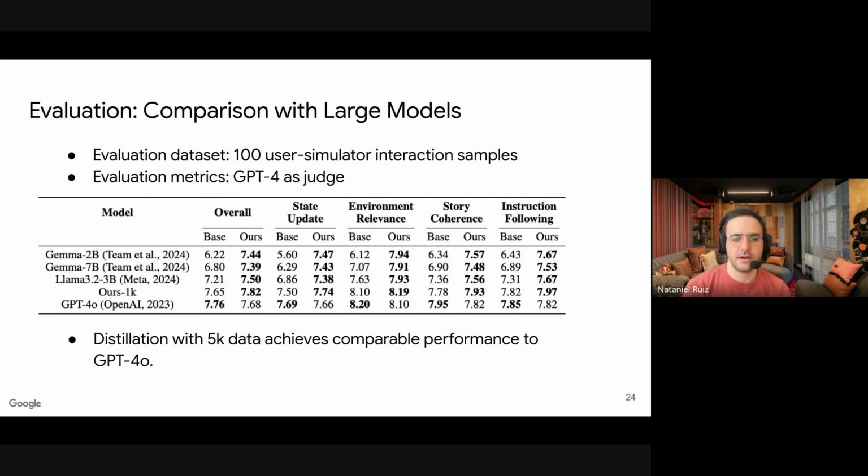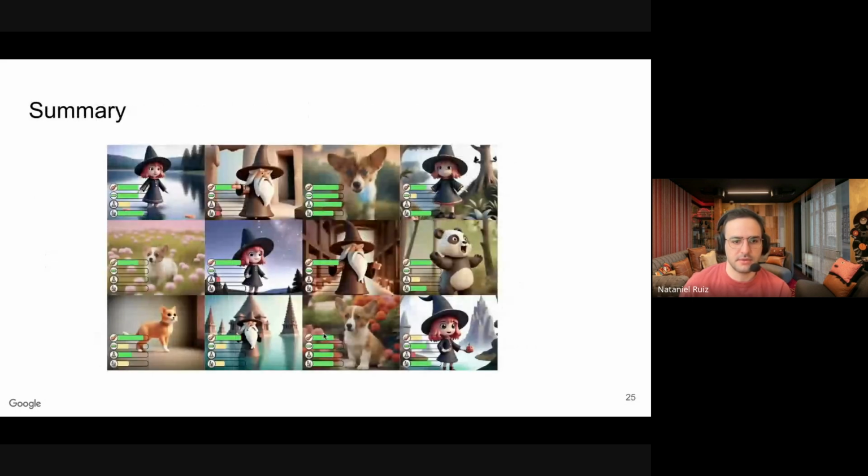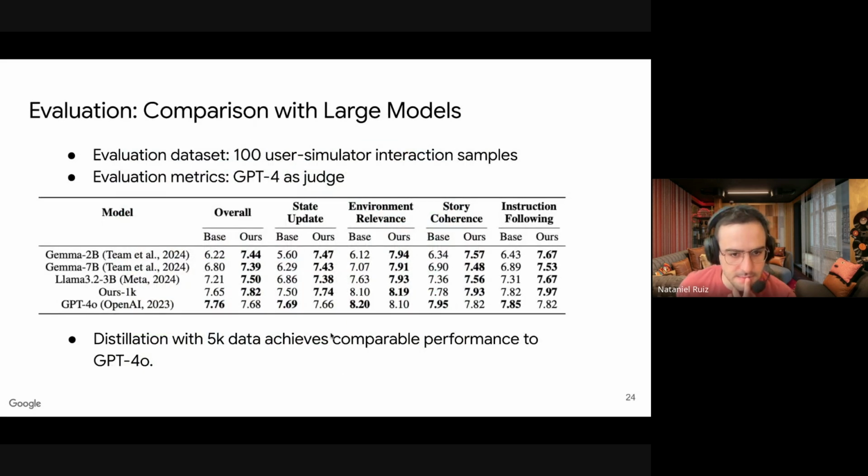So we can see that our fine-tuned models for these base models achieve higher scores for all of these. And our models actually achieve similar results even to the upper bound, which is GPT-4o. And this is just distillation using 5,000 trajectories, basically.